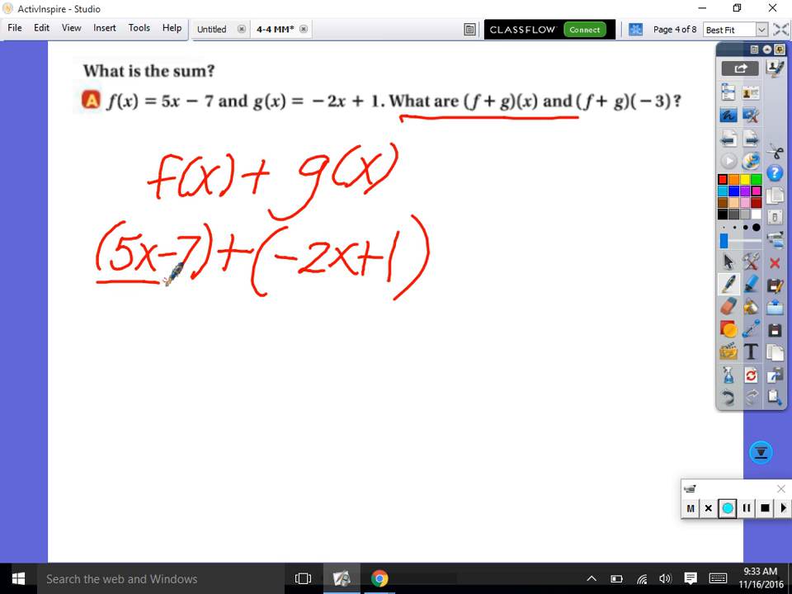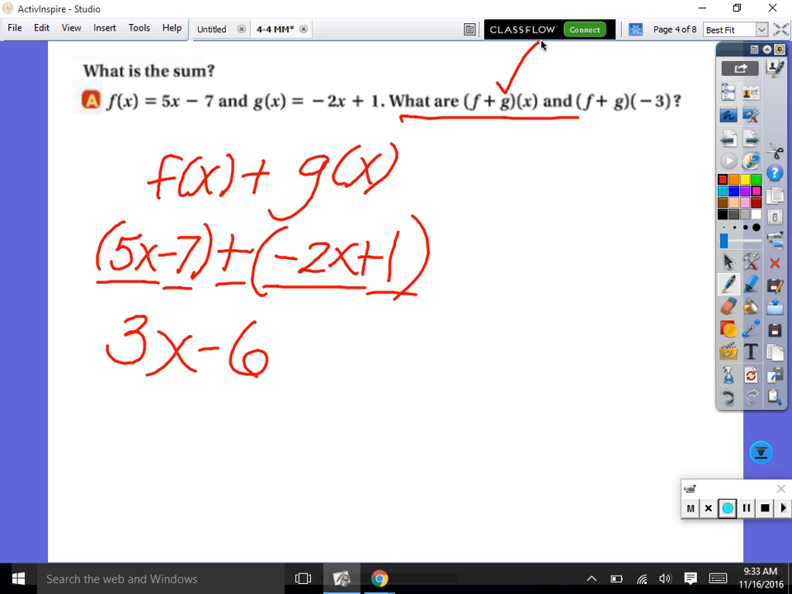5x minus 2x is positive 3x. Negative 7 plus 1 is negative 6. Is everybody good with that? So we've answered the first part of the question, f of x plus g of x.